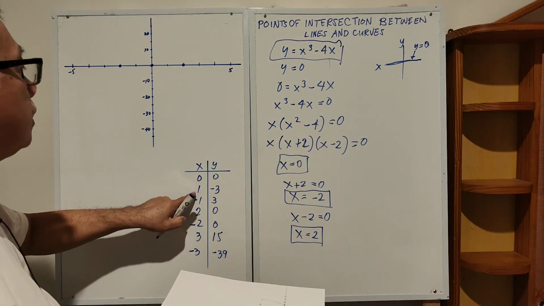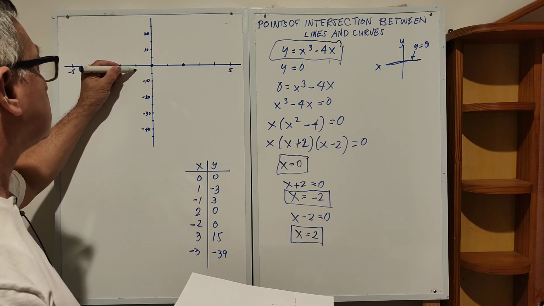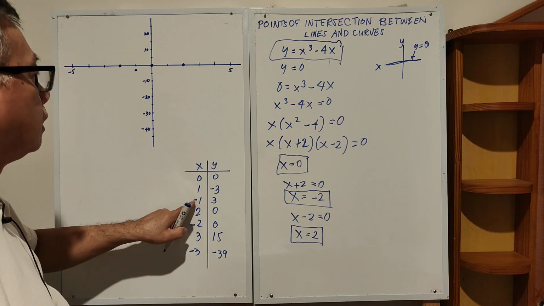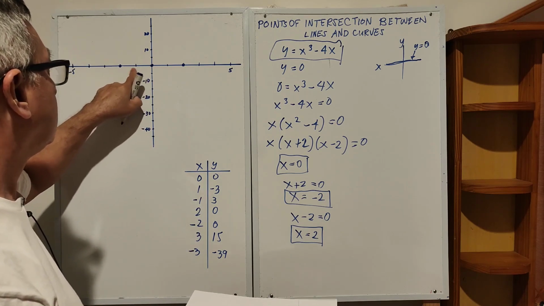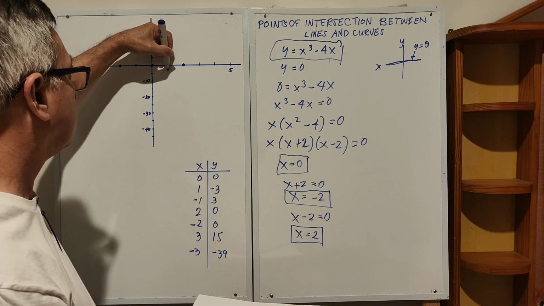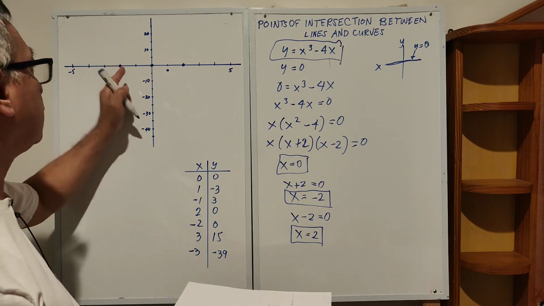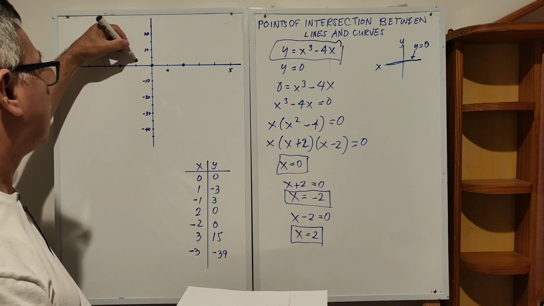And plotting this, 1 and negative 3 is about here. And then negative 1 and negative 3, sorry, 1 and negative 3 is at this point. And then negative 1 and positive 3 is this point.